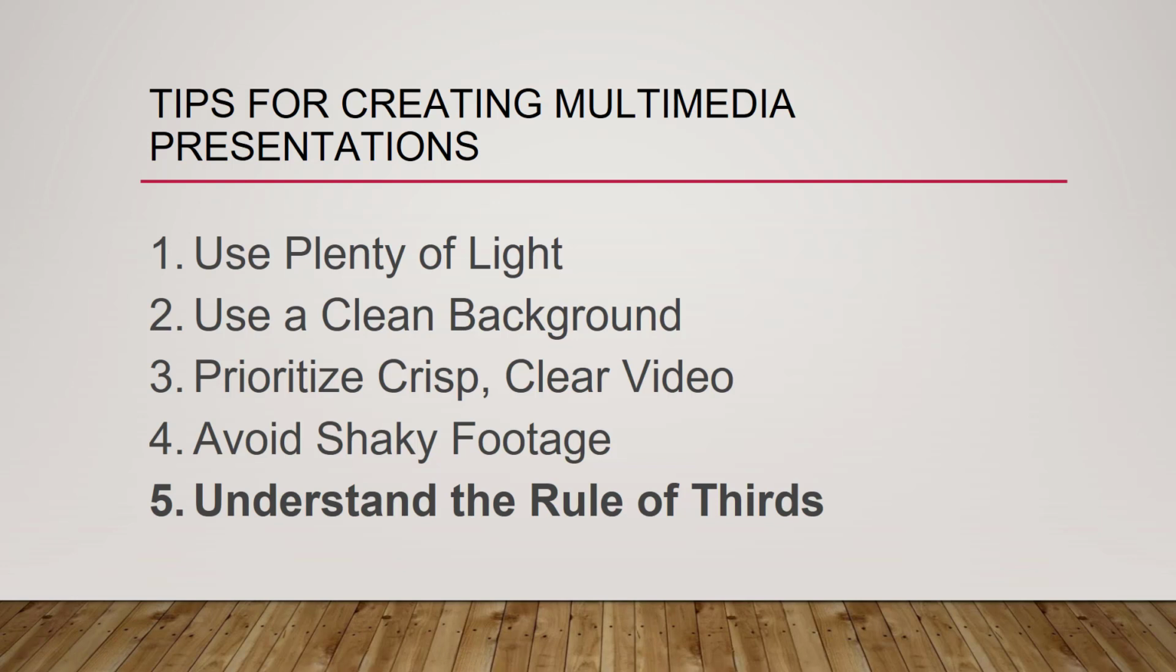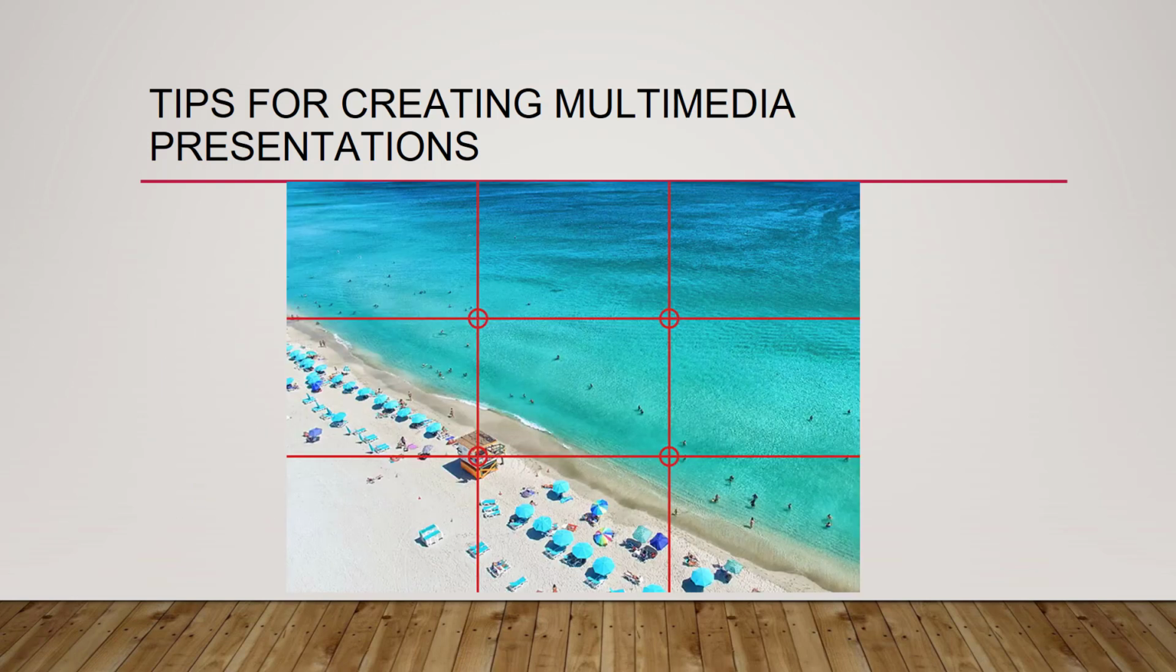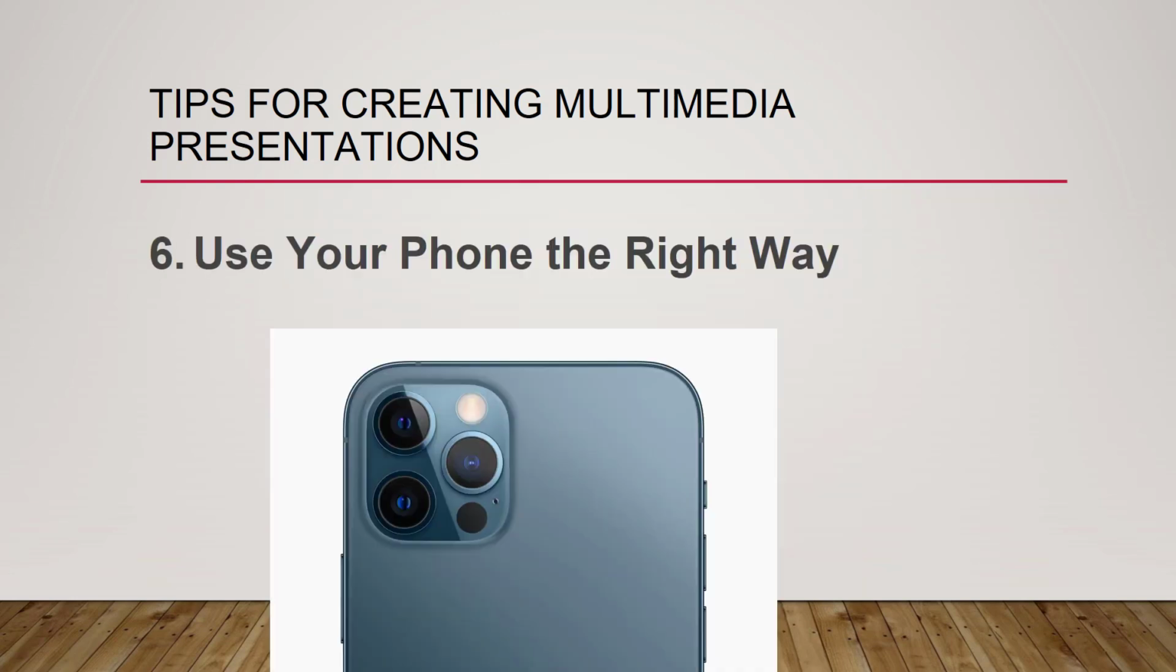Understand the rule of thirds. Imagine there's a 3x3 grid laid over the field you're filming. Instead of placing your subject right in the middle of the shot, you should place your subject along one of the lines of the grid. The points where the lines intersect are particularly strong areas of focus, so situate important elements of the video there if you can.